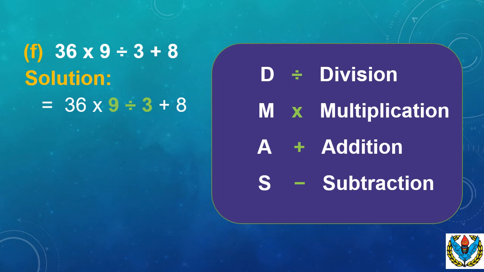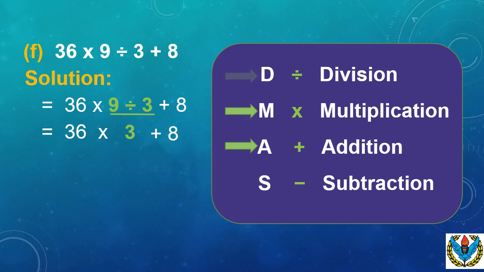Now in the question, which three operations are coming? Division, multiplication and addition. And between these three operations, which operation is coming first in the sequence? Division. So we have to divide first. Here in the question 9 is dividing by 3. So how to start the next step? Firstly we will write equal to 36 and multiply sign as it is, and then we will divide 9 by 3, as 3 times 3 is 9, so we will write 3 and then plus 8 will come as it is.